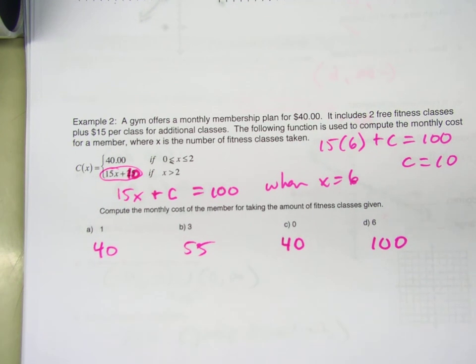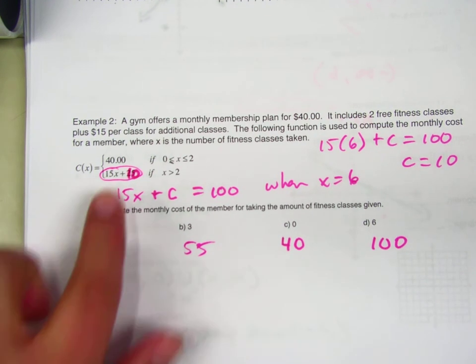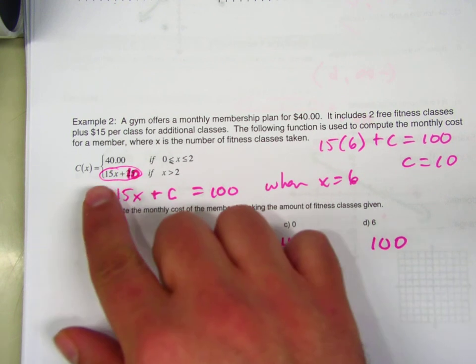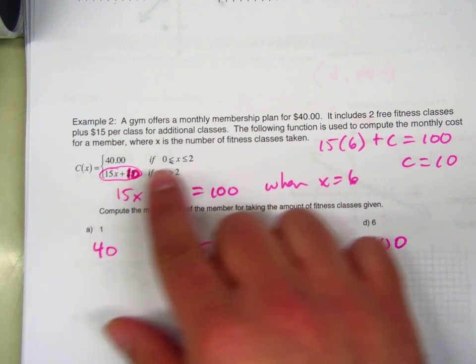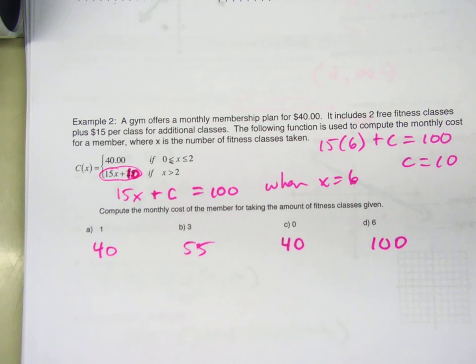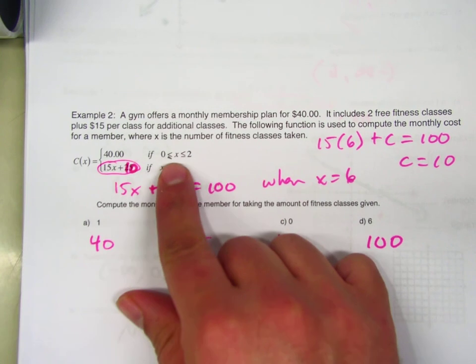Okay, and now the math will make sense. So let's think about this. The way that you would do a piecewise function like this, just mathematically, so if I said, how much am I paying for 1.3 classes? I know that's not really realistic, but let's say that were possible. How much would I pay if I took 1.3 classes? 40, because 1.3 is between 0 and 2.